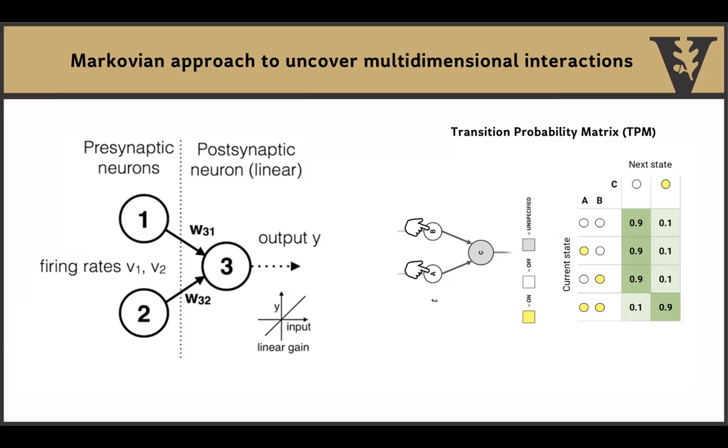Now, for a complete transition probability matrix, what you have to do is investigate all possible permutations of A active, B inactive, and so on, and then find out the probabilistic outcome onto element C. And at the end, you end up with a complete Markovian description of the entire system. One way to think about that is that you have a cause as a current state, and then an effect as the next state. But this doesn't guarantee causal interactions.